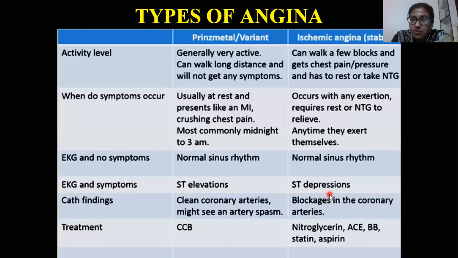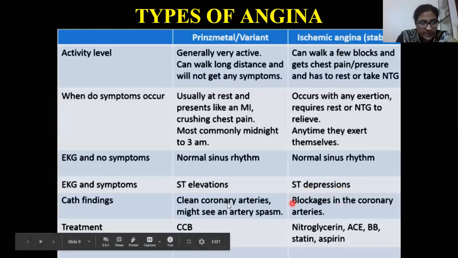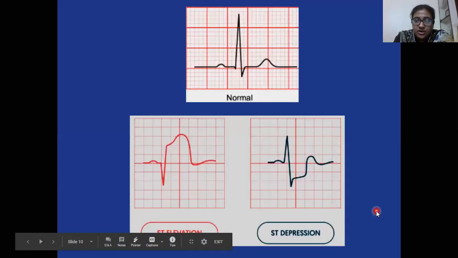One learning method which I want to share is how I try to remember this. This ischemic angina, the stable one, is related to exertion. So with exertion, you pull it down, okay? So that's why it's depression, right? Very quickly, when we talk about findings, the unstable one is usually related with clean coronary arteries, might see an artery spasm. And then the stable one, we see blockages in the coronary artery.